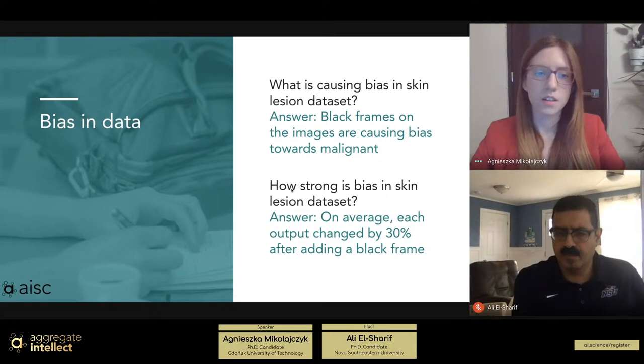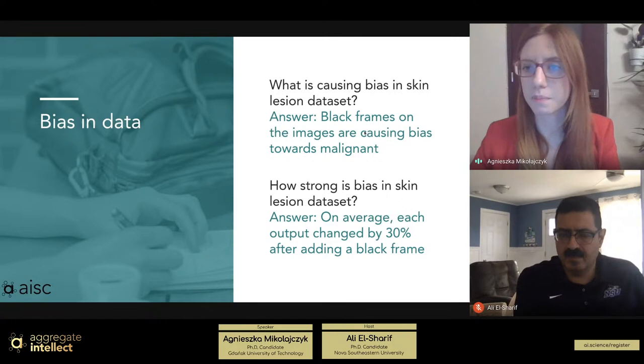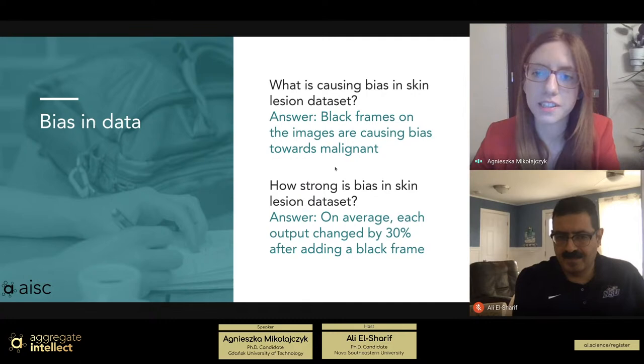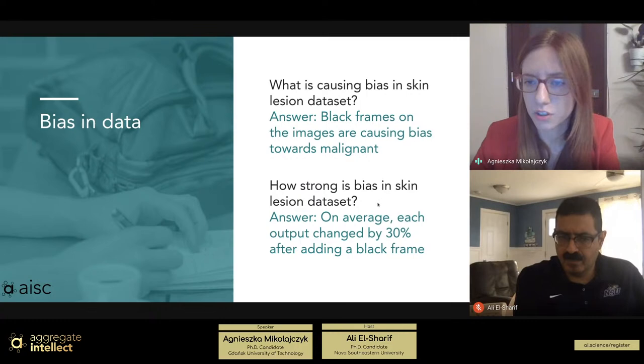So we got two answers to our questions. What is causing bias in skin lesion dataset? Here we might answer that black frames on the images are causing bias towards malignant, because that's what we get. We tested it on over 800 malignant images. And how strong is bias in skin lesion dataset? We measured how the prediction changed on average, and it was around 30%.